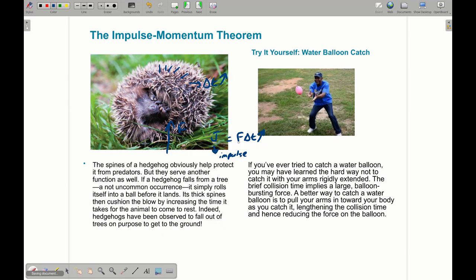It's the same force. If delta T decreases, impulse decreases. What do they do then? This helps them to cushion the impact of force. So the same force is applied, but the time it takes changes.